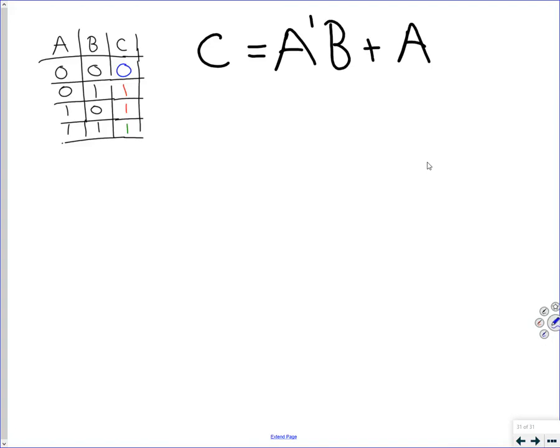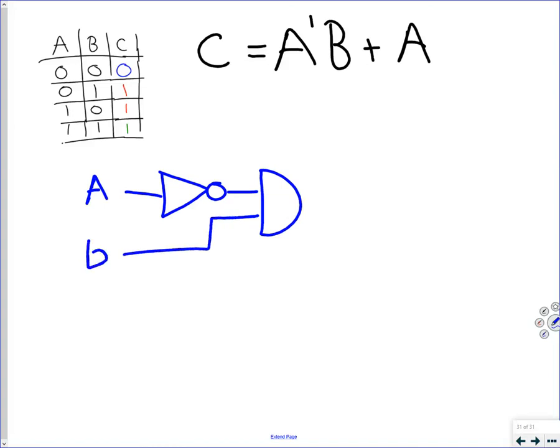Okay? So what's done first? The NOT. So I'm going to draw a NOT symbol. And what's getting NOTed? A is getting NOTed, right? What's done next? The AND gate. So I'm going to draw an AND gate. And it's the A that's being NOTed that's getting ANDed, combined with B. B is being ANDed. Okay?